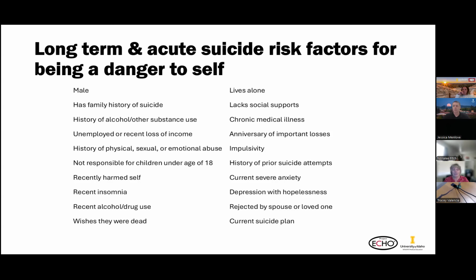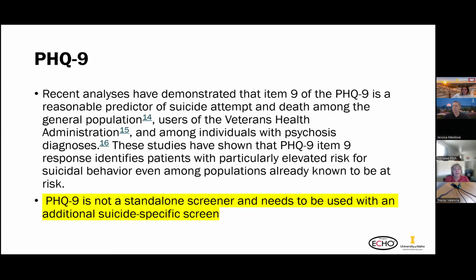If you've recently harmed yourself, if you've recently had insomnia or wishing you were dead, anniversaries of important losses, these are things that we think of and it's like, man, this is overwhelming. How do I put all of these things into my mind and think about how to screen for them? So I'm going to give you resources of screeners that are easy to administer and you or your organization can utilize them. So the first screener that is really helpful is the PHQ-9.